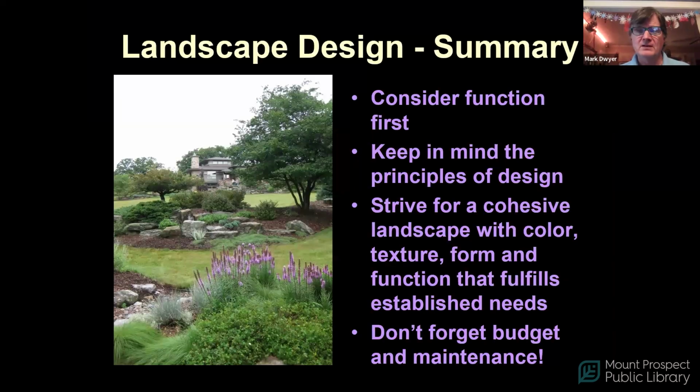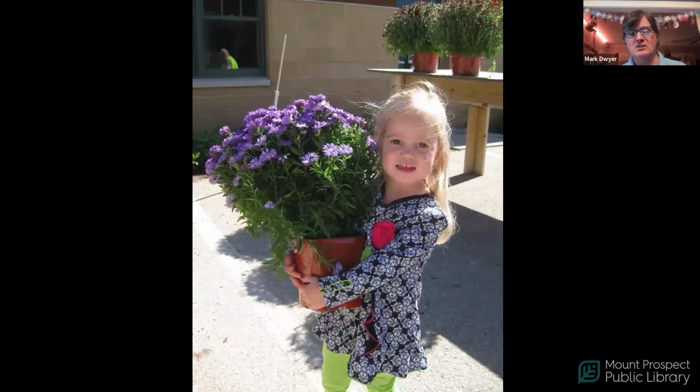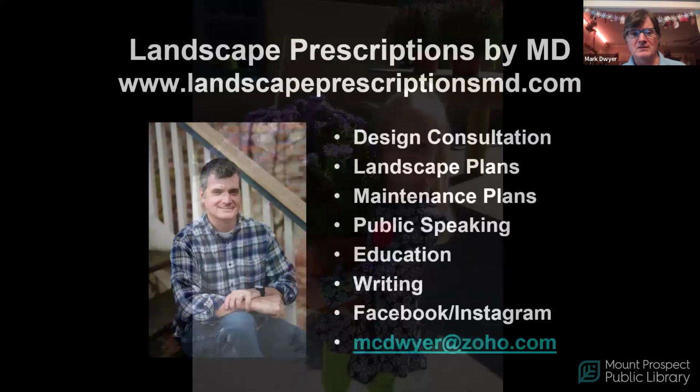So in summary, consider function. How are you going to use this landscape? Keep in mind those principles of design, assessing your site, knowing what you have, but strive for that cohesiveness. And that's not a one-time thing. You're striving for that constantly. And that includes editing. It's not just putting things in the landscape. It might be removing or modifying. Don't forget budget and accommodating for maintenance, and get the kids involved, for gosh sakes. It's so important. Absolutely vital. My daughters are 36 and almost 26, and they're both gardeners, and we were happy we started them young.